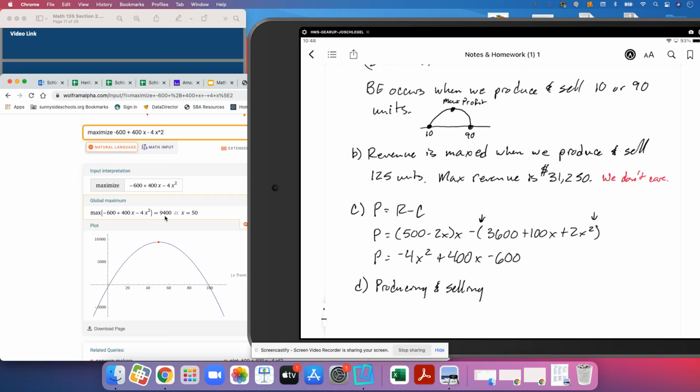So producing and selling 50 units maximizes profit at $9,400.